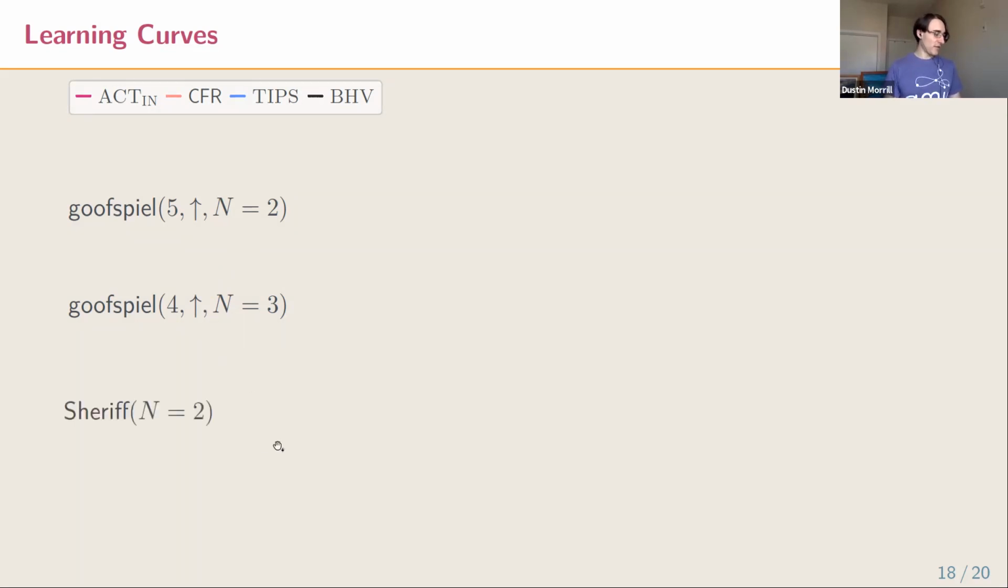And then the third game that we'll show is a small version. It's a game called Sheriff. It's a small version of the Sheriff of Nottingham board game, if you're familiar with that. So it's going to have 2 players, but notably it's non-zero sum. So this is going to provide a little more challenge for traditional algorithms designed for 2-player zero sum games.